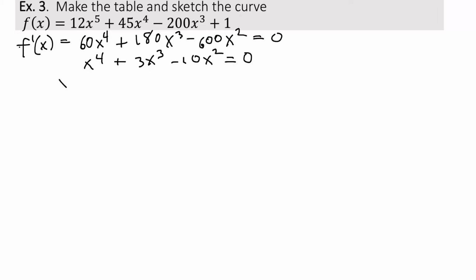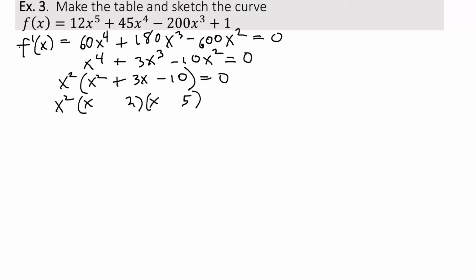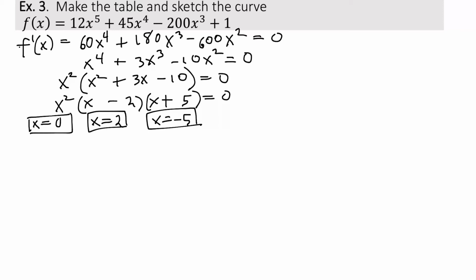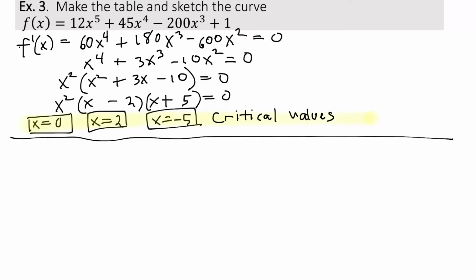Then I'm going to factor out an x squared. And I can see that that's factorable: 2 and 5, so 5 minus 2. So I've got x is equal to 2 here, x is equal to negative 5 here, and x is equal to 0 here. So these are going to be my critical values. I've got 3 critical values.